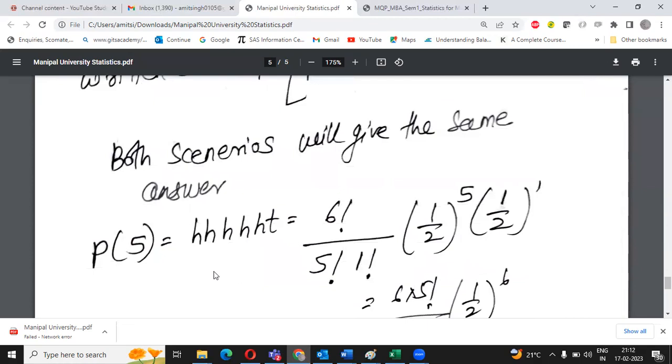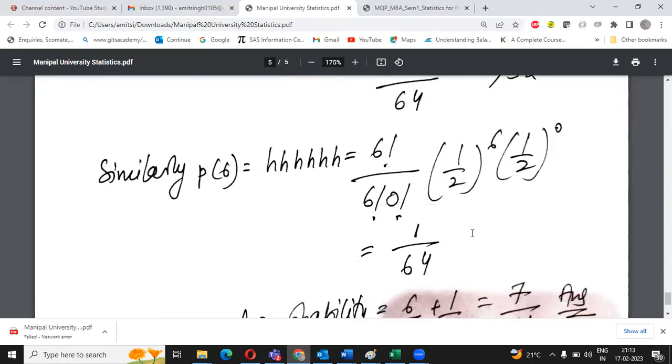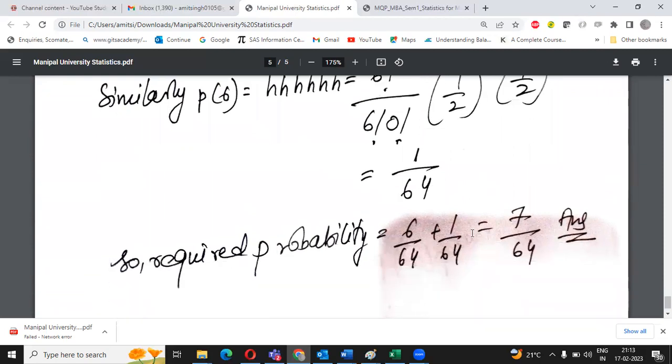Okay, so you can solve in any way. The probability of getting 5 heads: you write head 5 times and tail 1 time, and you can arrange this in 6 ways. The denominator is 64, so the probability would be 6 by 64 or 3 by 32. Similarly, the probability of getting 6 heads would be 1 by 64, because there is only one event out of 64 where you get all 6 heads. So the required probability for at least 5 heads is 5 heads plus 6 heads, that would be 7 by 64. I hope you understood. Very simple question.